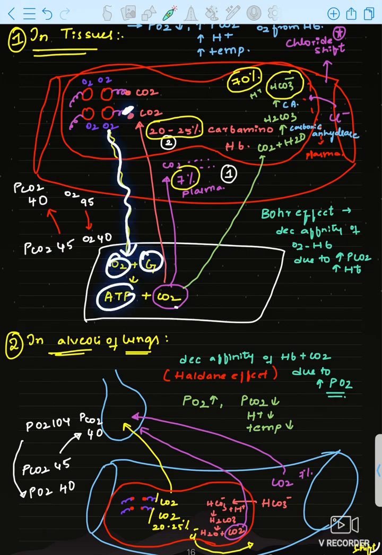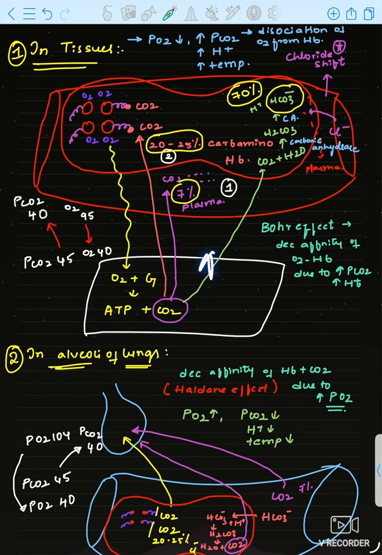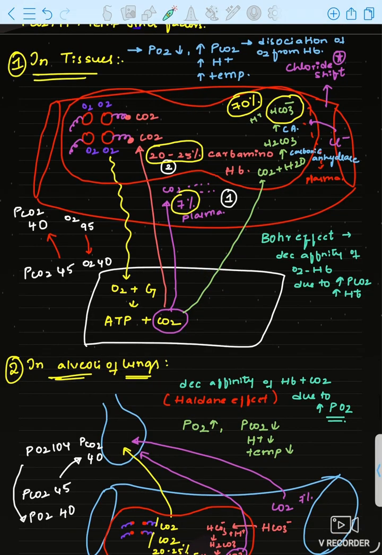O2 and glucose form ATP and CO2. Now CO2 concentration will be more, and CO2 wants to attach. That's why 20 to 25% CO2 will attach to the RBC hemoglobin globin chain. And 7% of CO2 will be dissolved in the plasma outside the RBC. And next, the major part, 70% of CO2, will be in the bicarbonate form.